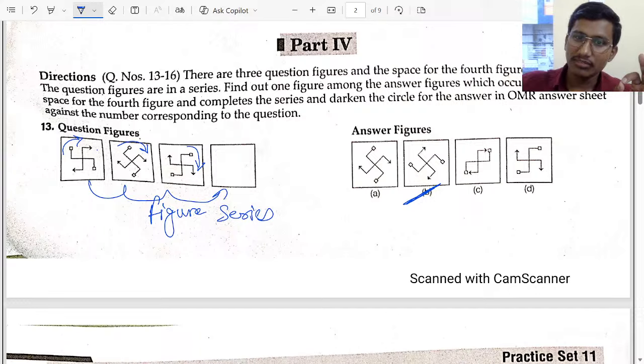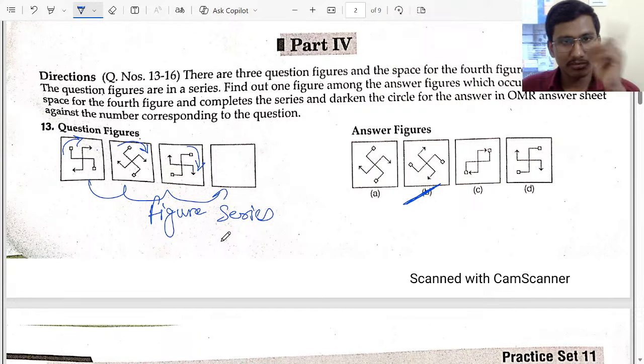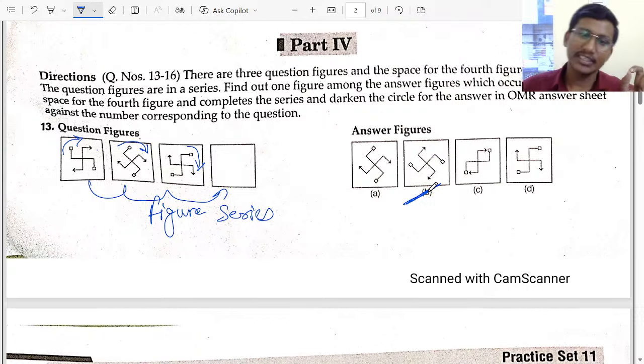This figure will rotate 45 degrees. If it is rotated 45 degrees, this will come in the middle. So that is why option B is the correct answer, okay? The arrow will not come, there will be a square. This square that is there will come down, that is how it will be. So the answer is option B for the 13th.